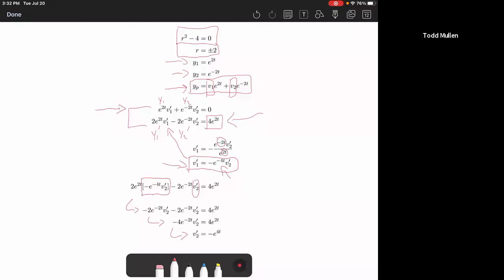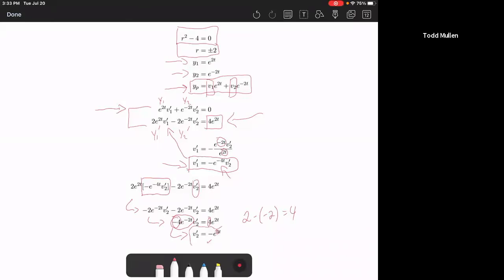And what you'll notice is when I divide both sides by negative 4e to the negative 2t, well, those 4 divided by negative 4, that just becomes negative 1. And e to the 2t minus a negative e to the 2t, it's just going to become 4t. 2 minus negative 2 equals 4 for that exponent. So we get v2 prime is equal to negative e to the 4t.